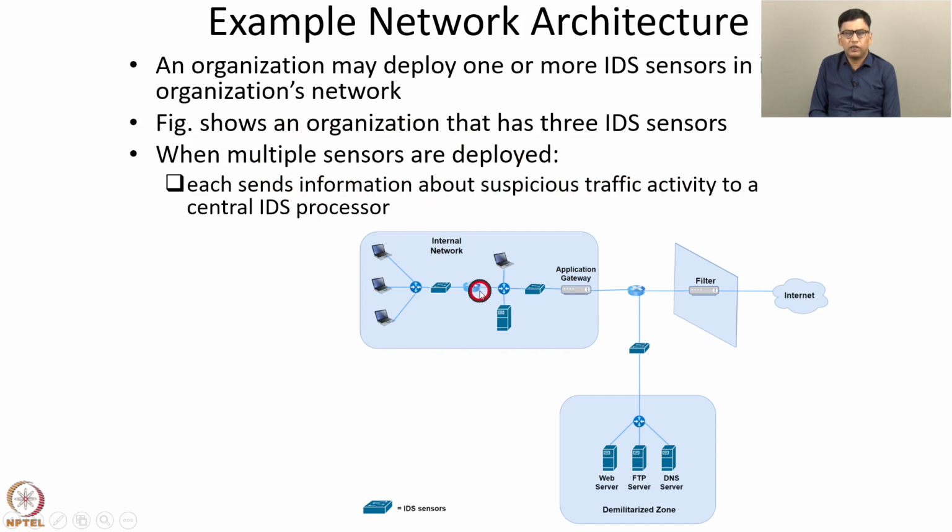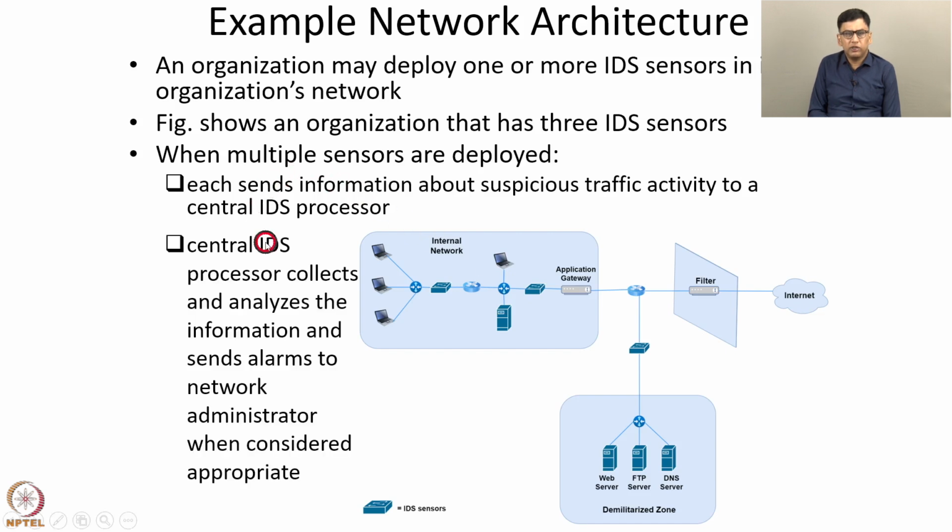So for example, this IDS sensor analyzes the packets that are flowing to these three devices. So it analyzes these packets which flow to these three devices, and if it finds some suspicious activity in the packets, then it sends information about such activity to a central IDS processor. This IDS sensor analyzes the traffic that flows to and from all these servers, and it sends information about suspicious activity to a central IDS processor, and so on and so forth.